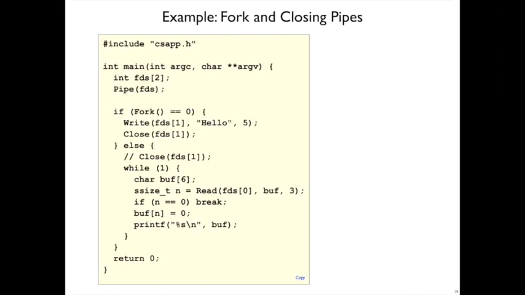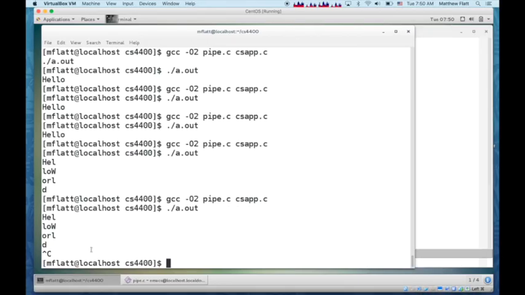When we mix pipes and fork, then this closing of the file descriptors becomes even more interesting. So here I am creating a pipe, fork, and writing on the child side, and then closing the file descriptor explicitly. And then on the read side, we have that same sort of loop. Now I don't have a close, I've commented out a close on the parent side, but the child side does close it. So let's see what happens.